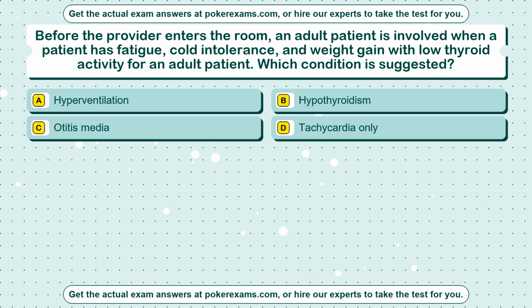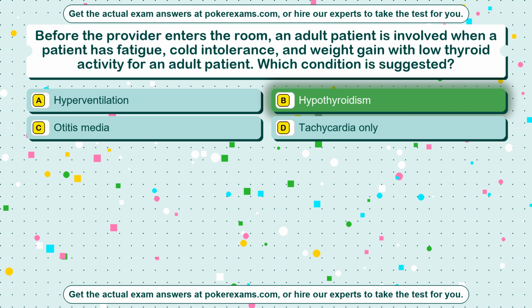Question 43. Before the provider enters the room, an adult patient is involved when a patient has fatigue, cold intolerance, and weight gain with low thyroid activity for an adult patient. Which condition is suggested? Option A, hyperventilation. Option B, hypothyroidism. Option C, otitis media. Option D, tachycardia only. The correct answer is option B, hypothyroidism.